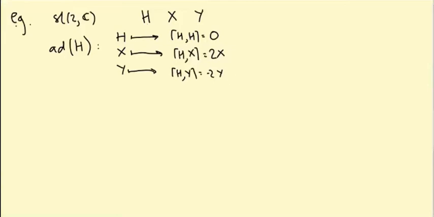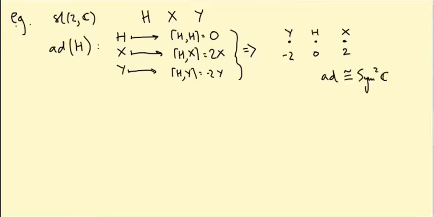And in fact, how H acts on a representation is telling us the weights of this representation. So this tells us that the weight space decomposition of this adjoint representation is the same as it was for Sym2 of the standard representation. There's a weight space with weight 2 spanned by X, a weight space with weight 0 spanned by H, and a weight space with weight minus 2 spanned by Y. So ad is actually isomorphic to Sym2 of the standard representation. You can also compute ad X and ad Y, but I'm not going to bother because we've identified which representation it is.